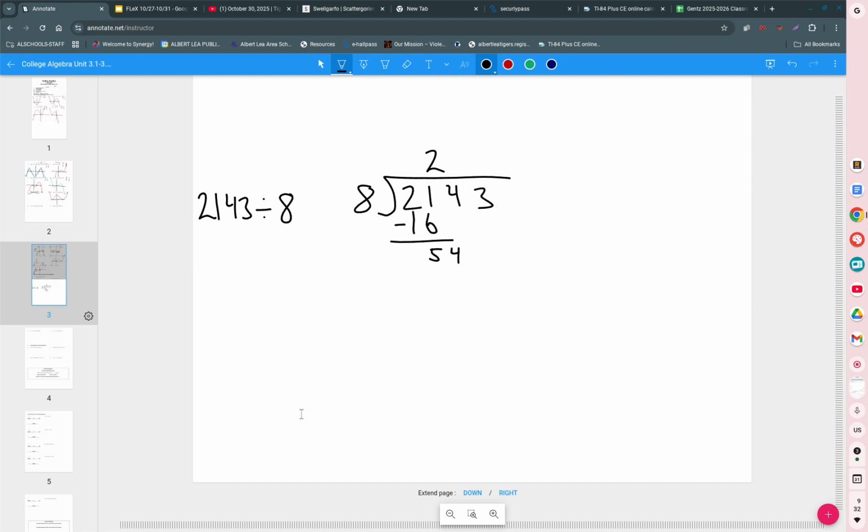8 goes into 54 6 times. That gives me 48. I subtract, I get 6, I drop the 3. 8 goes into 63 7 times. That gives me 56. I subtract, and I get 7. So that has a remainder of 7. Talk to the person next to you. Is that consistent with how you learned long division? Yes or no? Go ahead, talk.